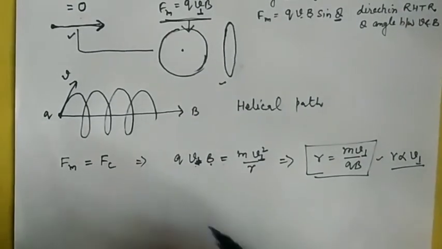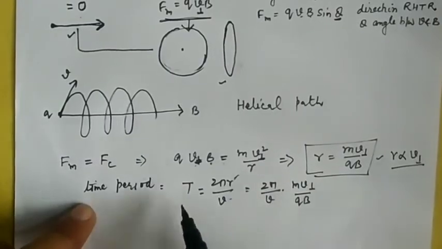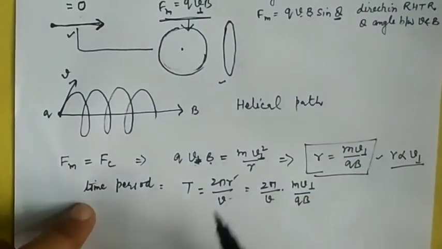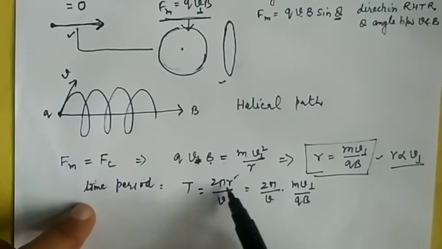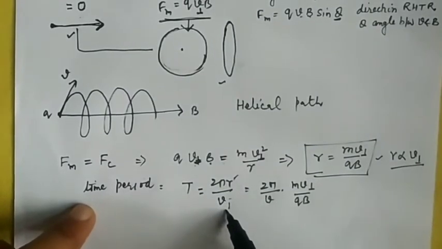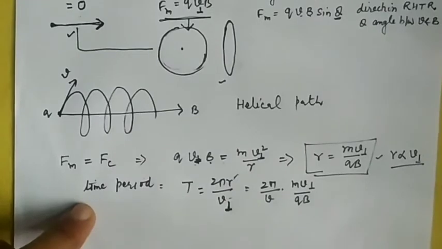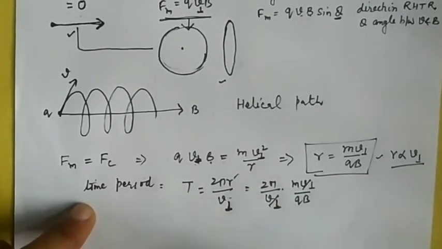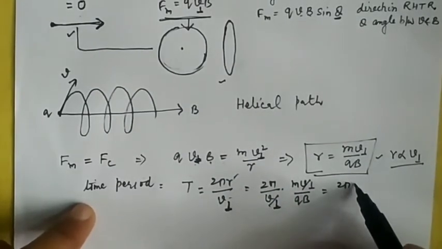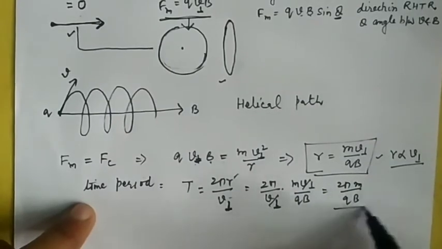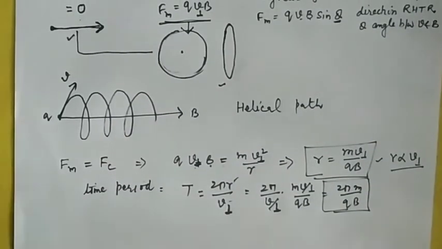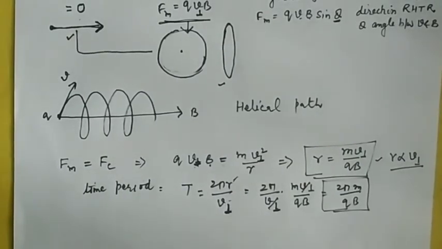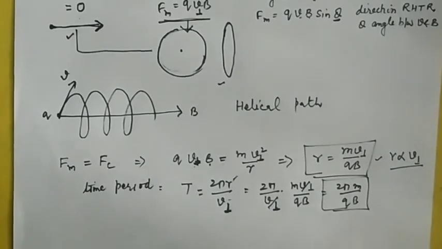Further, we can also find out the time period. Now we know the time period is the time taken to complete one revolution. So time period is equal to distance, that is 2 pi r, divided by velocity. The velocity in this direction is v perpendicular. Now put the value of r: 2 pi times m v perpendicular divided by qB, divided by v perpendicular. This velocity will cancel out. We are left with 2 pi m divided by qB. So this is your time period of revolution. Again, we find that time period of revolution is independent of radius of revolution and velocity.